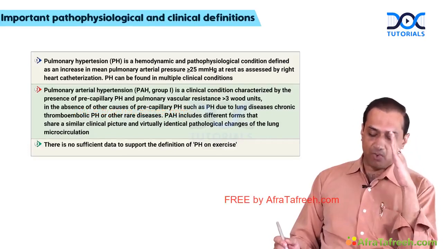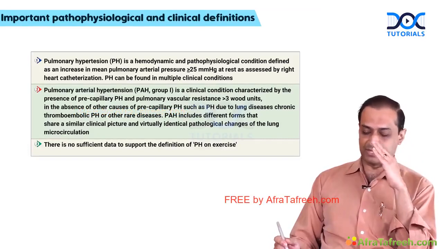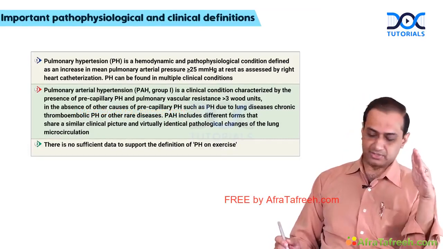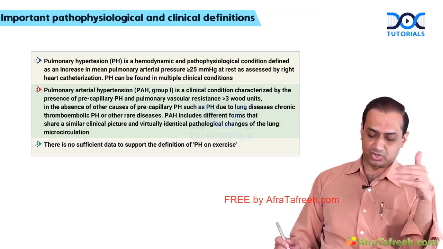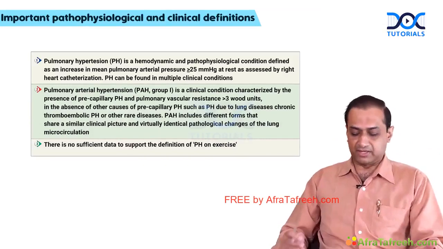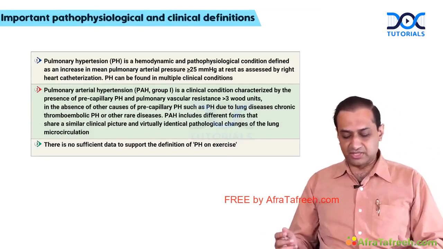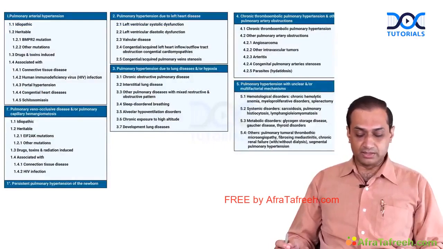So, PH group 1 is the clinical condition characterized by pre-capillary PH, with pulmonary vascular resistance more than 3 Wood units, in the absence of other causes of pre-capillary PH like lung disorder or thromboembolic phenomena. PH hence includes different forms of clinical pictures, and there is not sufficient data for the definition of the same in the long run.